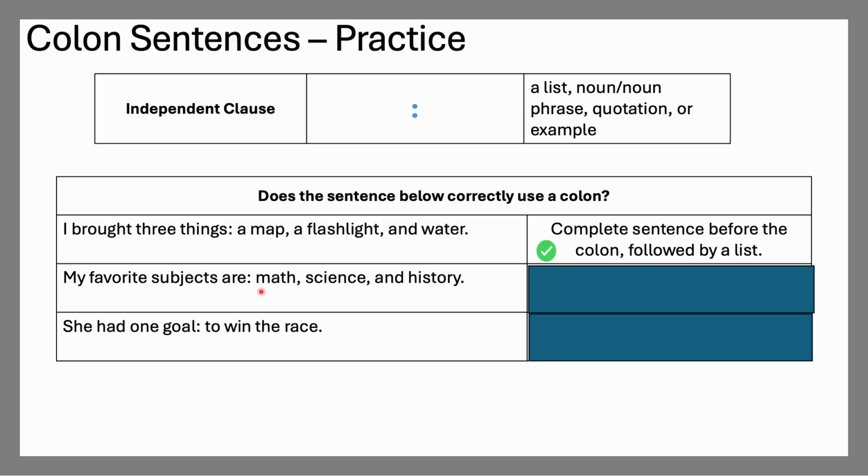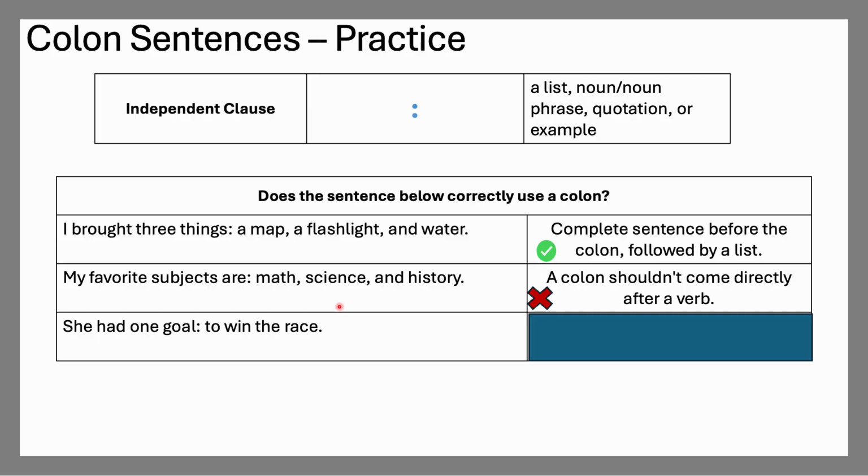Same thing with this next one. My favorite subjects are colon, math, science, and history. So let me know if this is correct. It looks very similar to that first one, so take a look. So close. Now, a colon shouldn't come directly after a verb. So this is what changes everything right here. This is what makes it different than that first option. So my favorite subjects are math, science, and history. You would just take that colon out to make it a correct sentence.